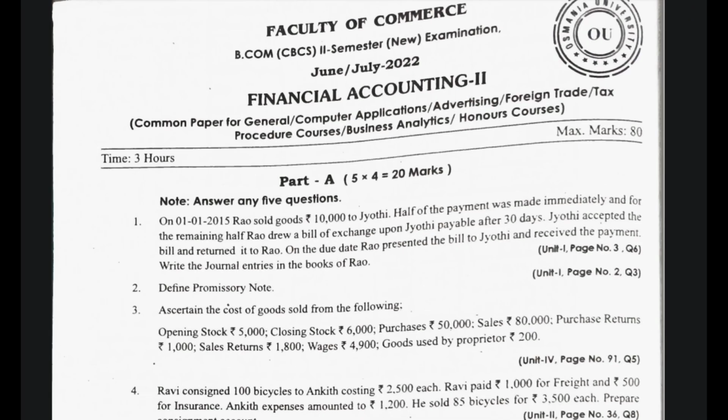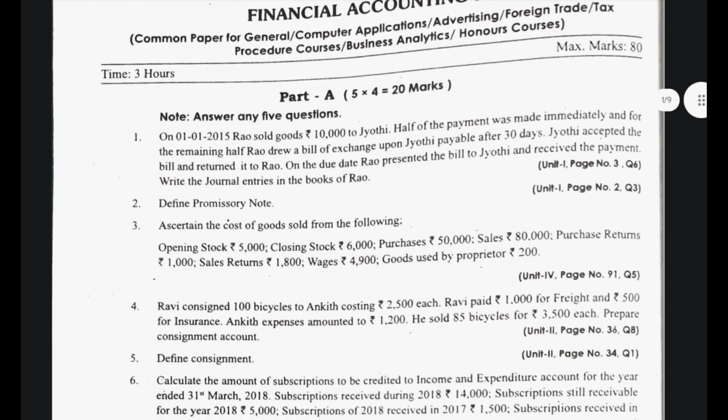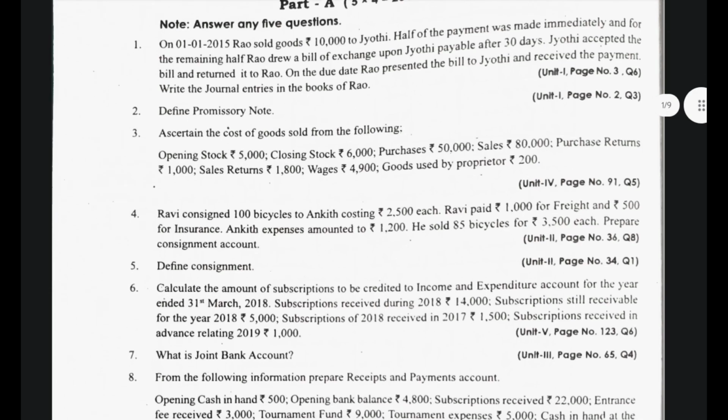Now, this is the question paper for June July 2022, Financial Accounting 2. Part A, you have to answer any 5 questions out of 8 questions, each carrying 4 marks. So, 20 marks you will get. Today I am going to discuss the short answers, problems, and answers. So, these are the questions.